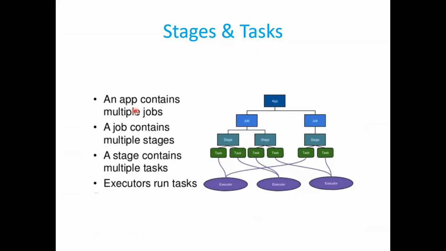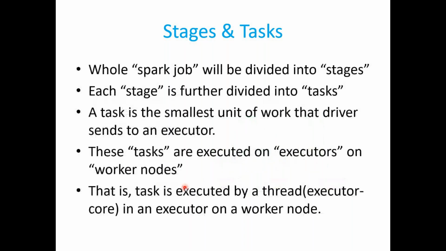As you can see here, an app contains multiple jobs, a job contains multiple stages, and a stage contains multiple tasks. Executors will run those tasks. The whole Spark job has been divided into stages, and each stage has been further divided into tasks. So what is a task? A task is nothing but the smallest unit of work that the driver sends to the executor. These tasks are executed on the executors on the worker nodes. That is, a task is executed by a thread in an executor on a worker node.